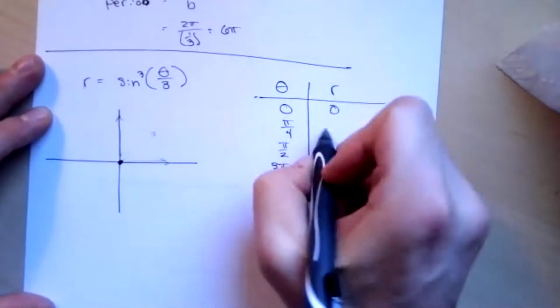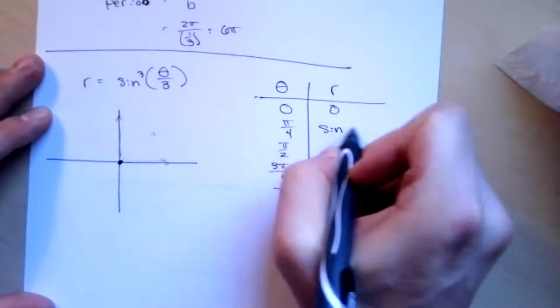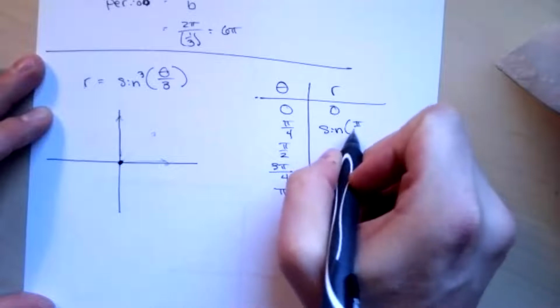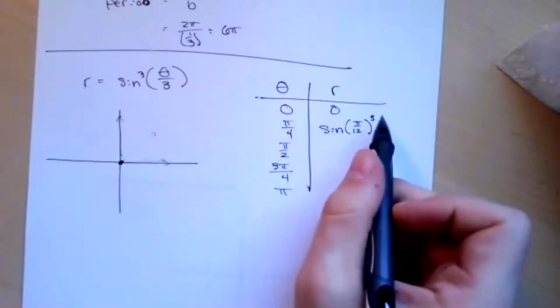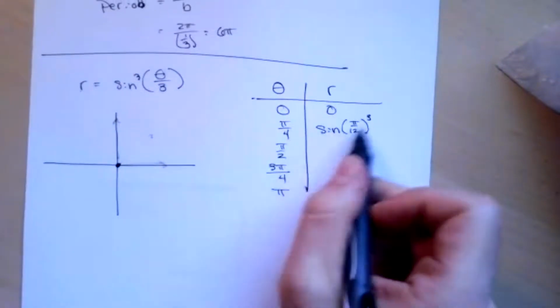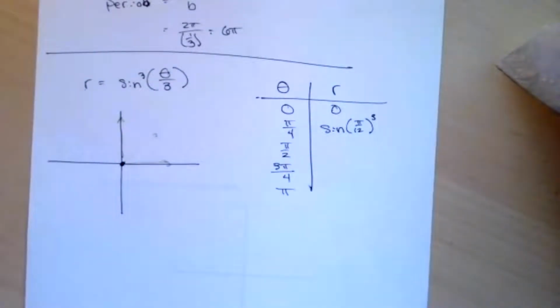Pi over 4 is going to be weird because now we've got to compute sine of pi over 12 and then cube that. So you can compute that. Sine of pi over 12, we can compute from sine of pi over 6, and since pi over 12 is half the angle of that, we can compute it by hand if we wanted to. But we've got to use the half angle formula, and then we've got to cube that. So let's just leave that one off for a second.